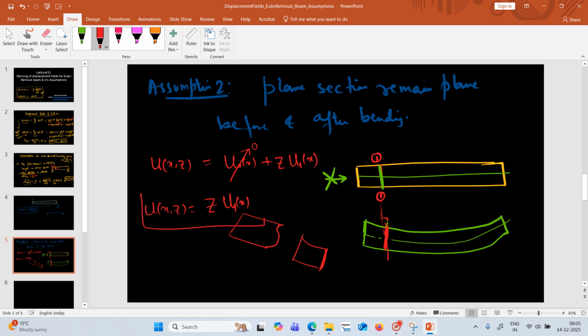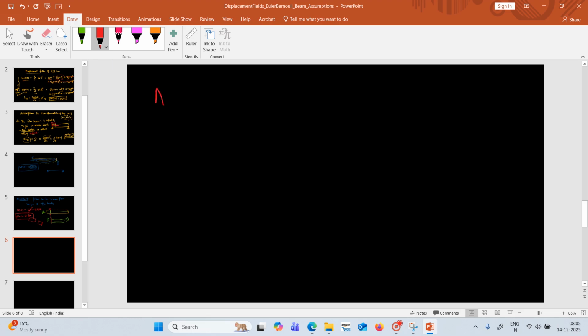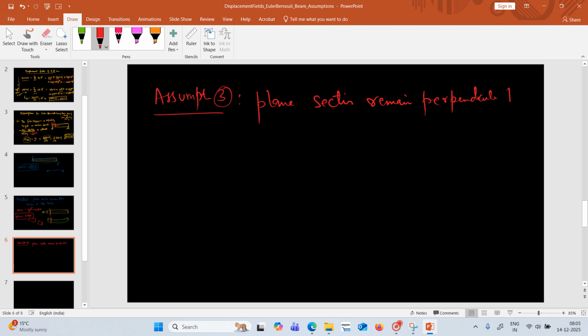Now the next assumption we have, assumption 3. What is that assumption? That plane sections remain perpendicular to the neutral axis.